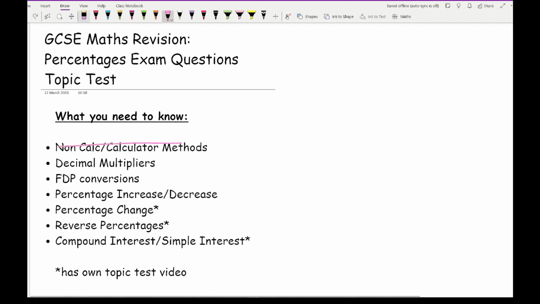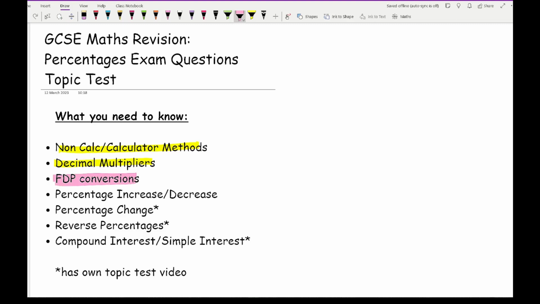I don't know why I'm crossing it off there, so let me just get the highlighter back on. And if you know decimal multipliers, then you also need to know the fractional versions of it as well. The other thing you need to know is fraction decimals percentage conversions. So again, it is typical that you need to know the decimal equivalent and the fractional equivalent of 1%, 5%, 10%, 25%, 50%, 75%, but also more of the obscure ones like an eighth, a fifth, and a third.